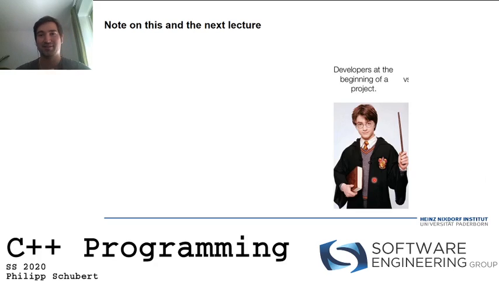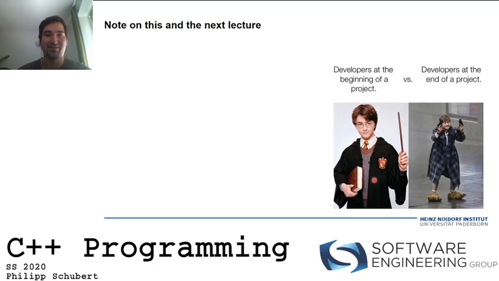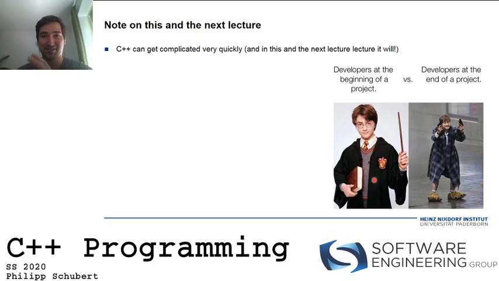That's usually developers at the beginning of a project: yeah, I'm ready to do it. And at the very end of a project, it's kind of madness evolving. Hopefully that's not you at the end of this lecture, but we'll see. If you manage this and the next lecture, you will more or less have seen the worst parts of C++, and you will be able to manage successfully, I guess.